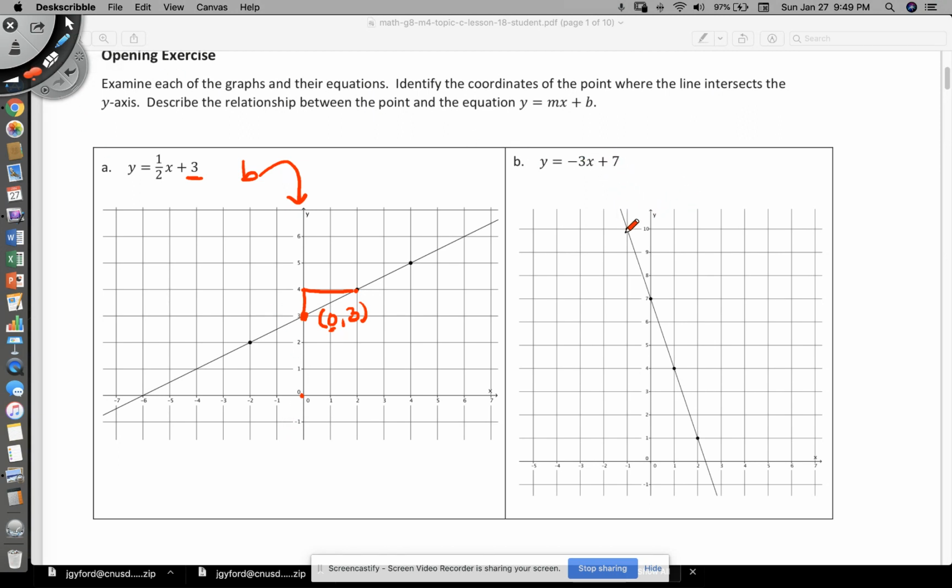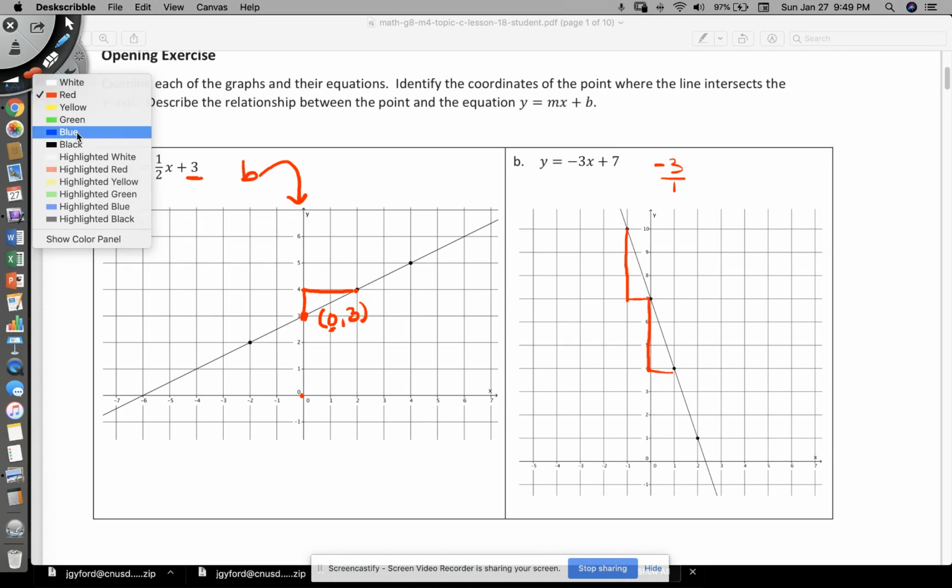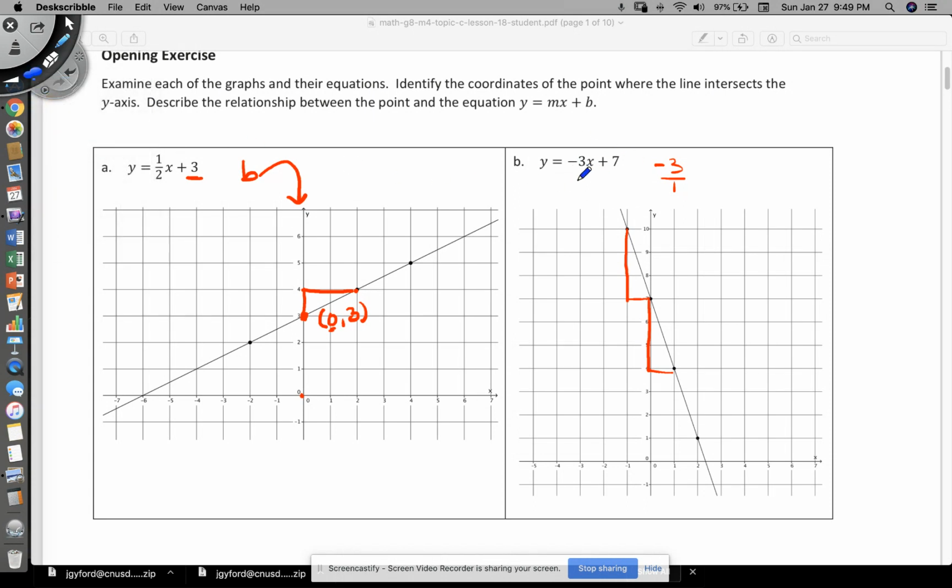Now this one has a negative slope. This is a positive slope, this is a negative slope. A negative slope means that we have a negative number, so negative 3 over 1. I'm going to drop 3 and run 1. Drop 3, then run 1. This question is not asking us for our slope; I'm just showing you that our slope is negative 3.